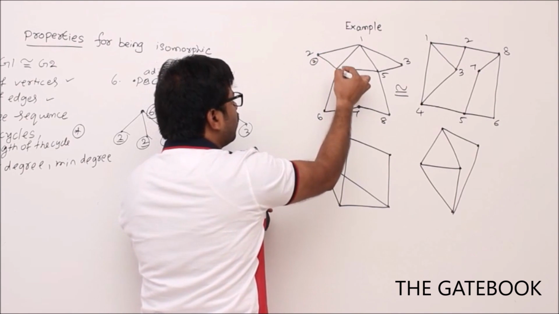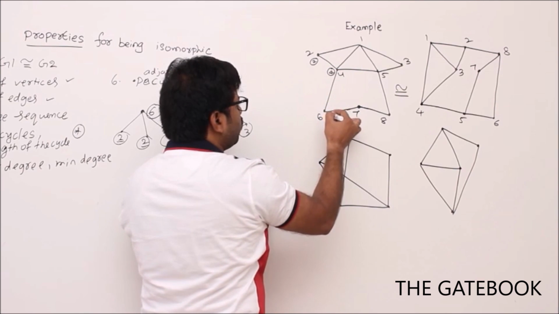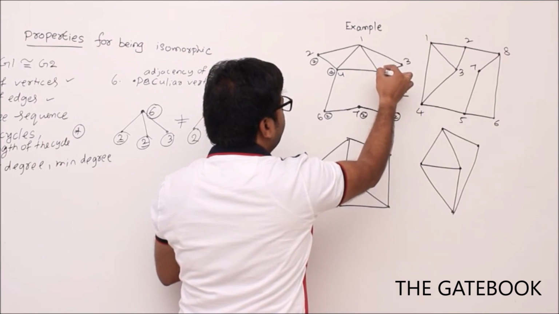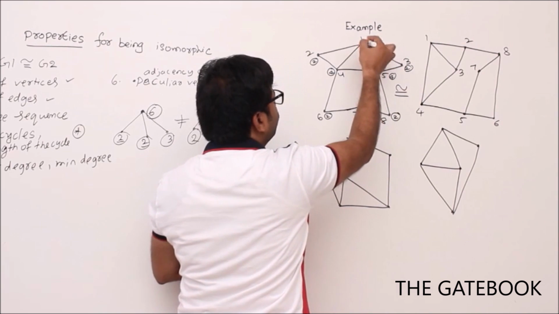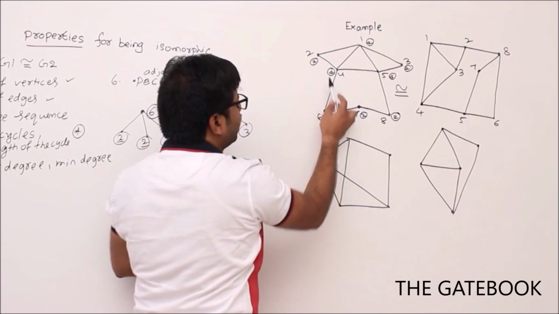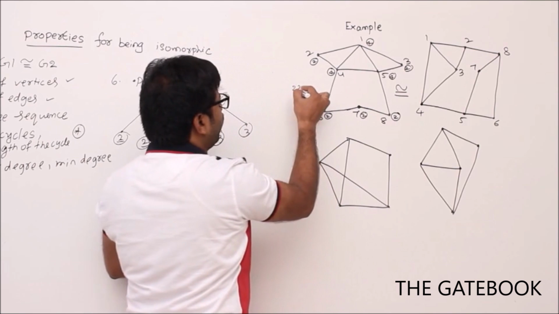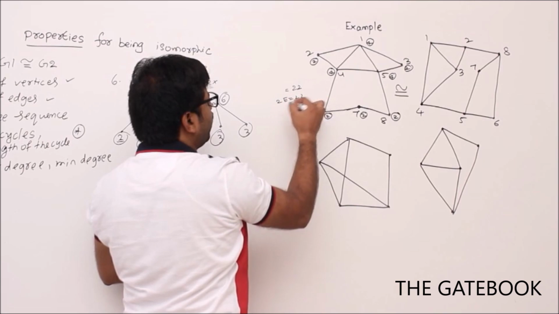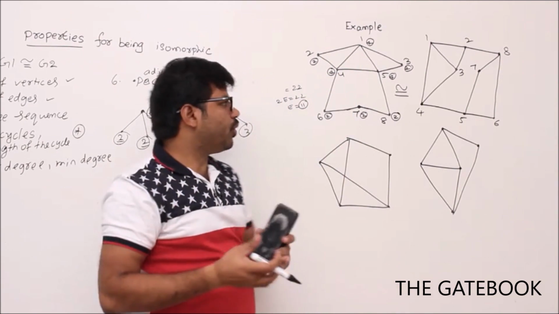Degree 2, 1, 2, 3, 4. Degree 4. This is degree 2, degree 2, degree 2. 1, 2, 3, 4. Degree 4. And this is degree 2. This is 1, 2, 3, 4, degree 4. Apply sum of the degrees: 4, 6, 10, 12, 14, 16, 20, 22. So 22 is nothing but twice the number of edges. 2E equals 22, E equals 11, right? So the number of edges in this graph is 11. In that way you can compute.